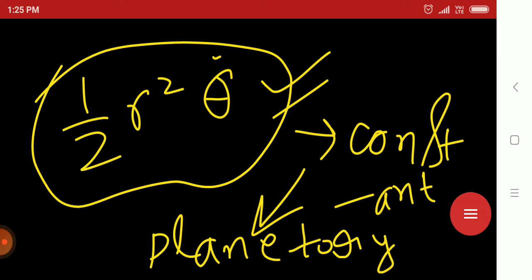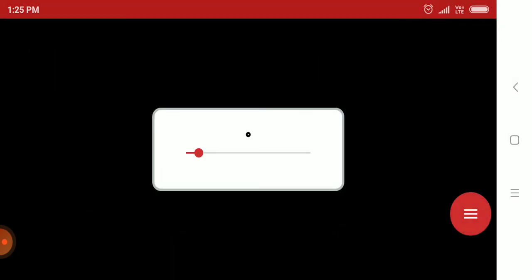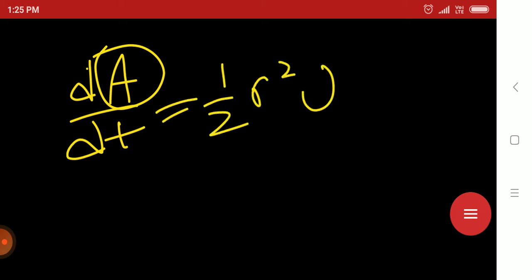So this is Kepler's second law, which states that for planetary motion, the radius vector drawn from sun to planet sweeps out equal area in equal time. I am showing you the mathematical expression, otherwise you will not understand. Let us consider dA by dt. A means area, so dA by dt is the rate of change of area. That is the aerial velocity, half r square theta dot, equals J by 2m.